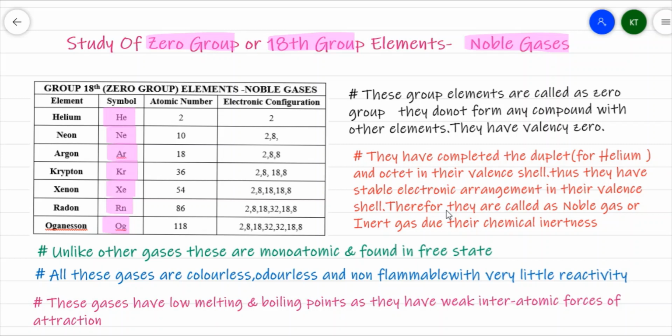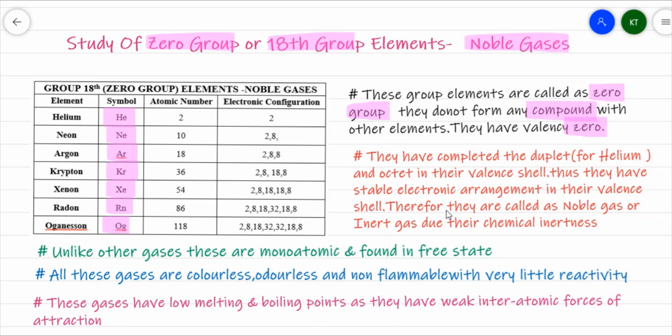Now, we generally call these elements zero group elements because they generally do not form any sort of compound with any other element. That means they do not show any kind of valency. So as their valency is zero, they are called zero group elements.